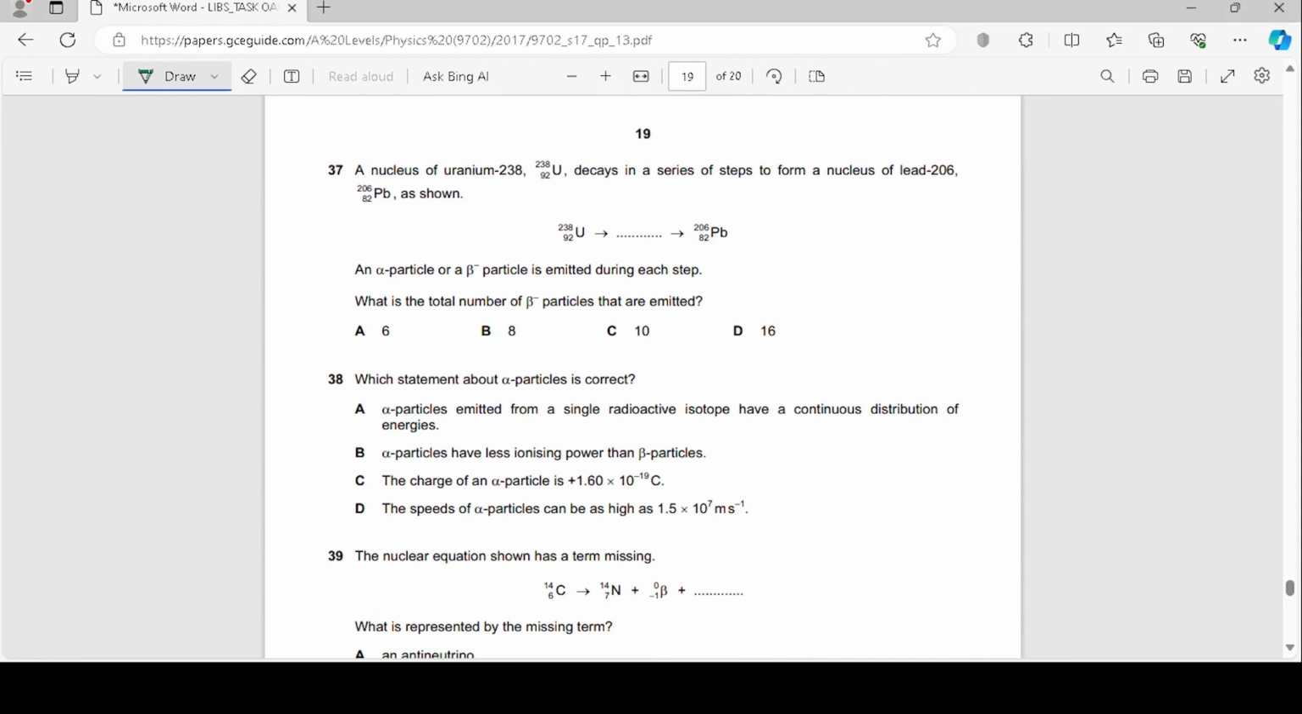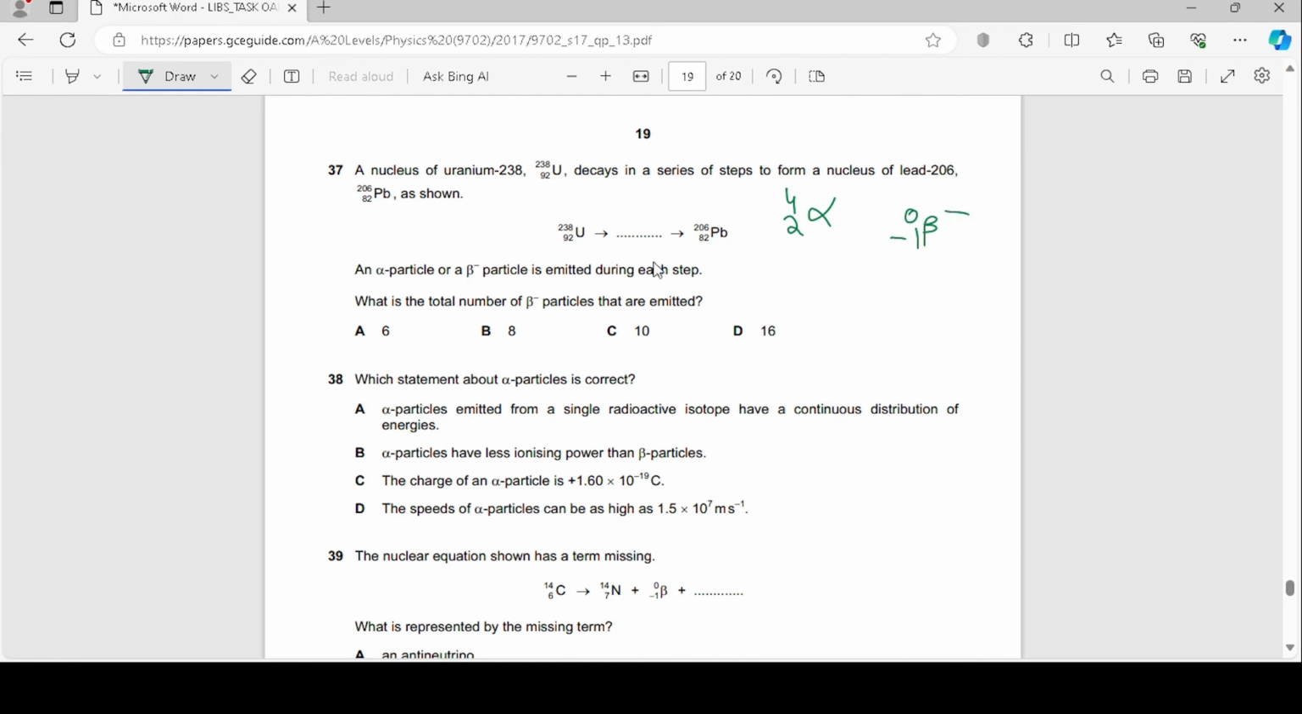Question number 37. A nucleus of uranium 238, 238 92 U, decays in a series of steps to form a nucleus of lead 206, 206 82 Pb, as shown. An alpha particle or a beta particle is emitted during each step. What is the total number of beta minus particles that are emitted? So an alpha particle is basically 4 2 alpha. A beta minus particle is basically 0 -1 beta minus.